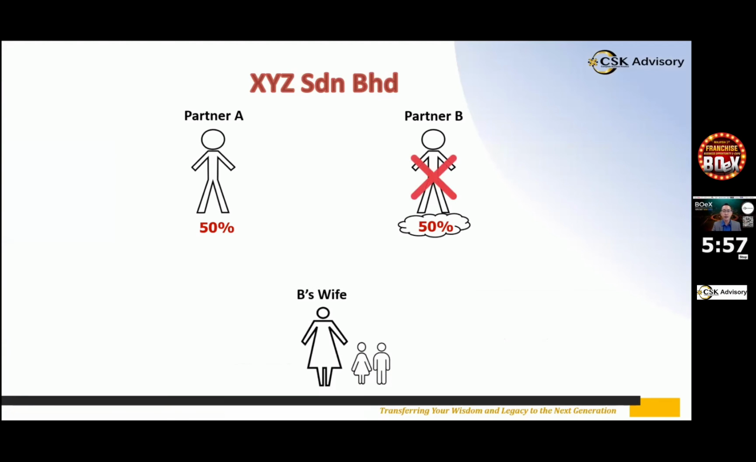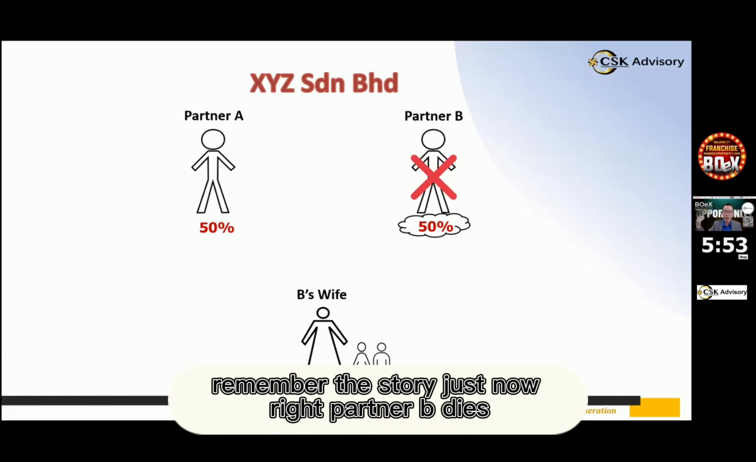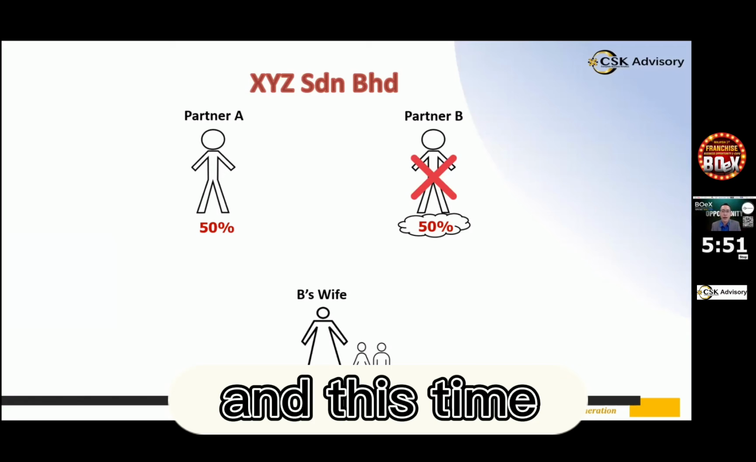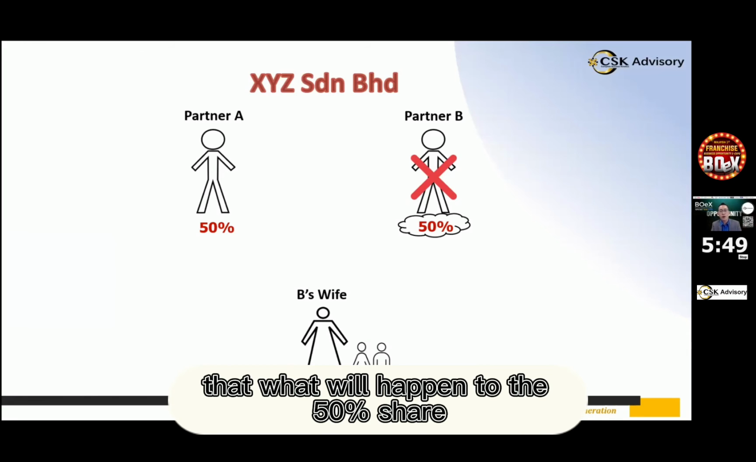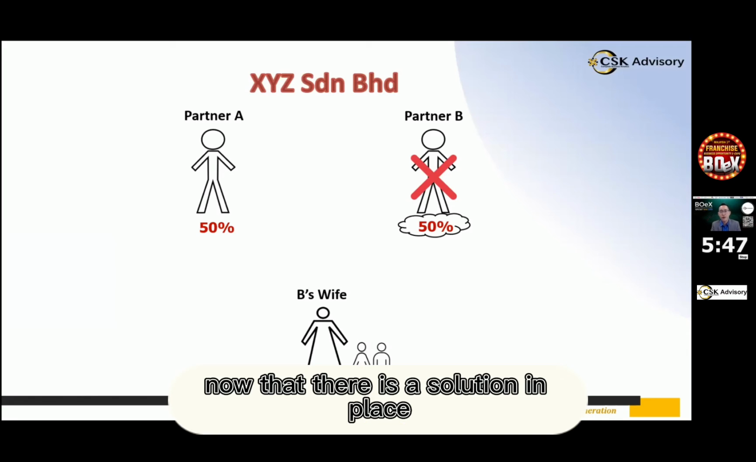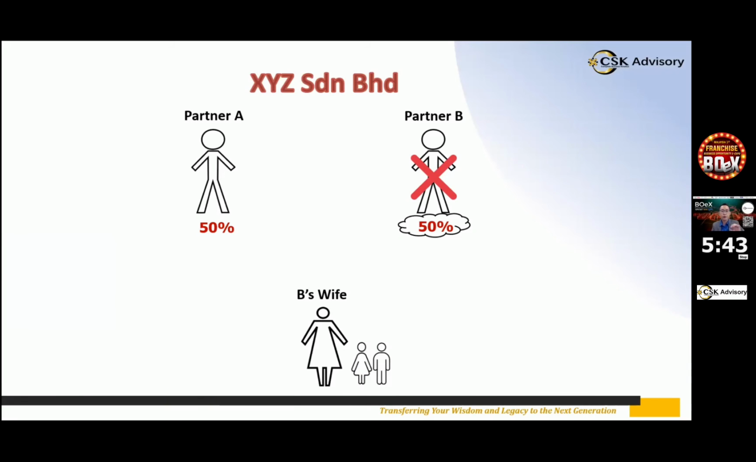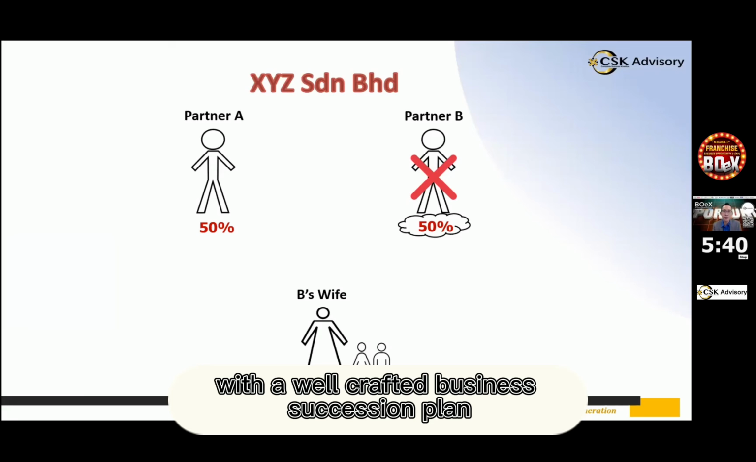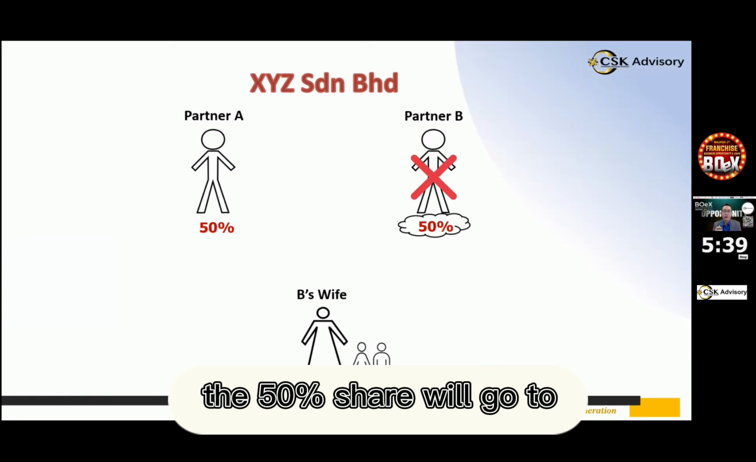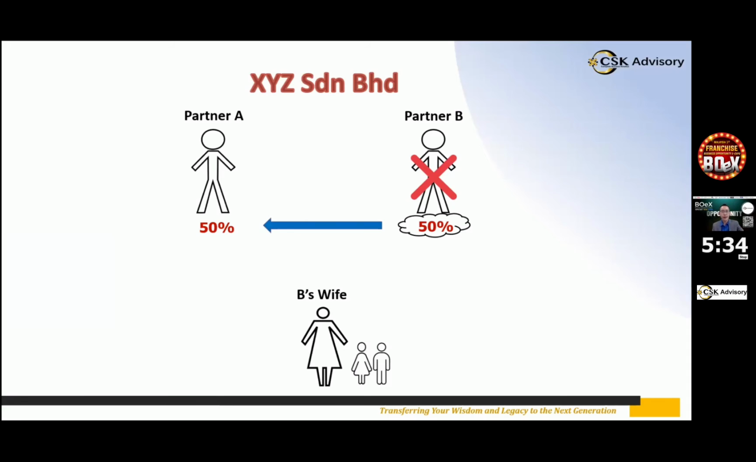So same thing, partner A and partner B. We remember the story just now, right? Partner B dies, leaving behind his family, and this time, what will happen to the 50% share? Now that there is a solution in place, what will happen to the shares? So with a well-crafted business succession plan, the 50% share will go to partner A.